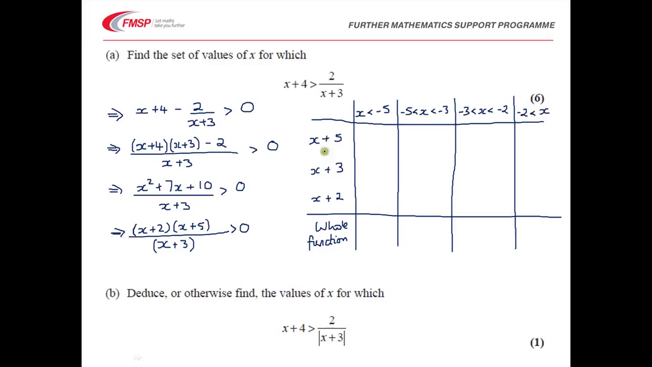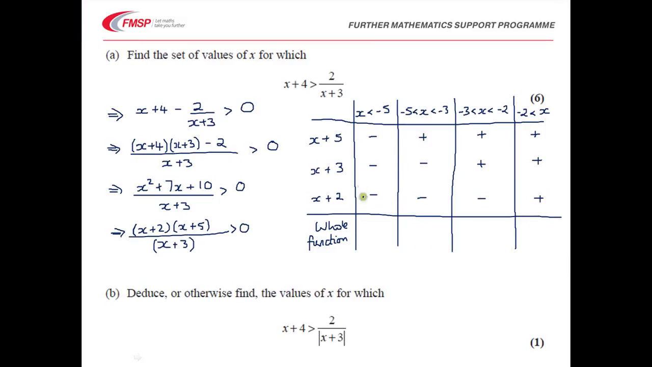Looking at the first part of my function, x plus 5, that is negative if x is less than -5, but once I go higher than that, it will be positive. x plus 3 is negative until I reach minus 3, and then it becomes positive. x plus 2 is negative until I reach minus 2, and then it becomes positive.